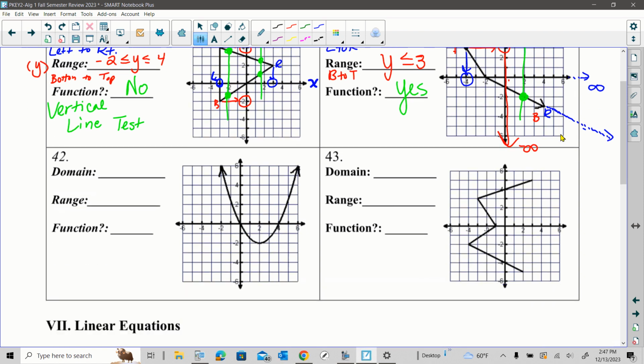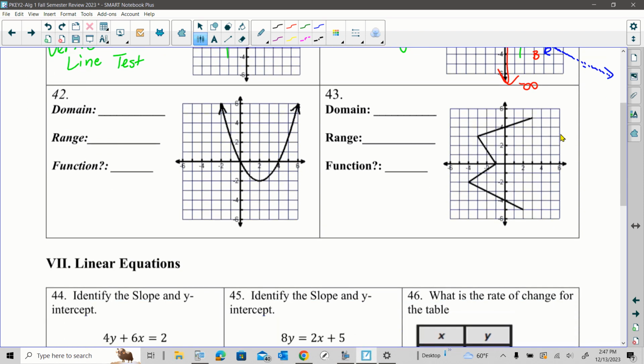So we can check your understanding with 42. If you want to pause and try to do the problem. I do want to talk about this one just slightly because there is a symbol we need to use for our domain.